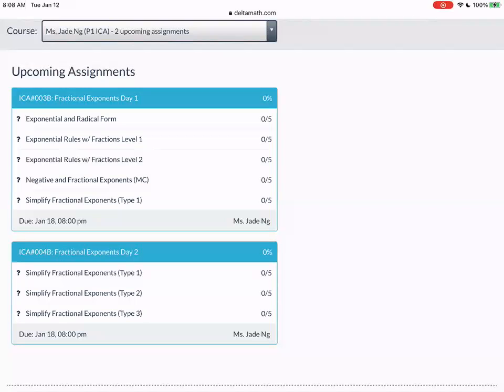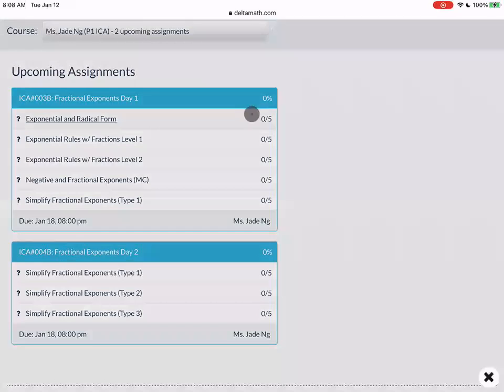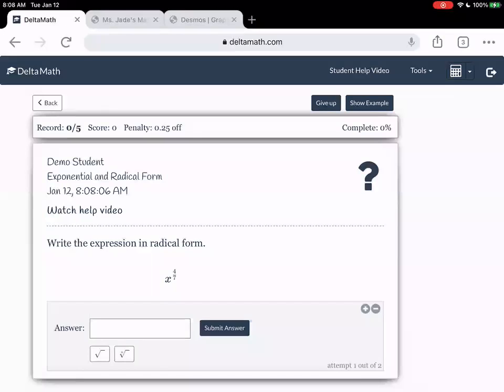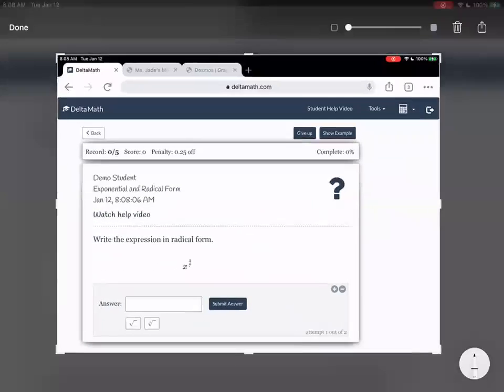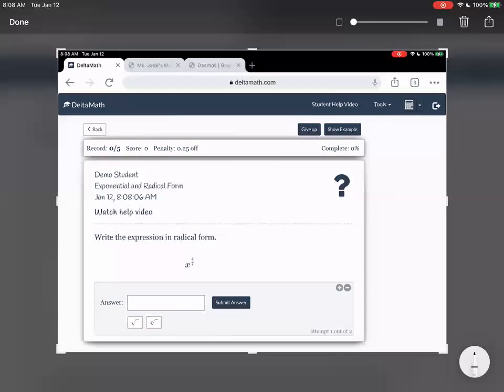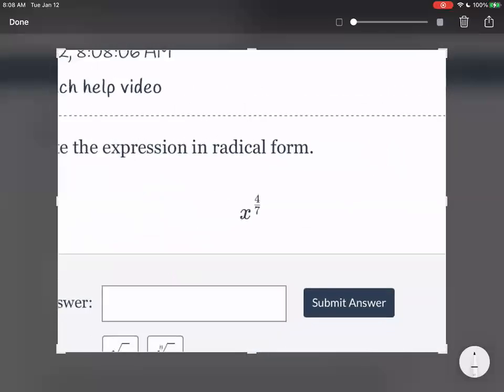So our first section is exponential and radical form. We're going to write the expression in radical form. Okay, so let me zoom in. And we're going to write this in radical form.